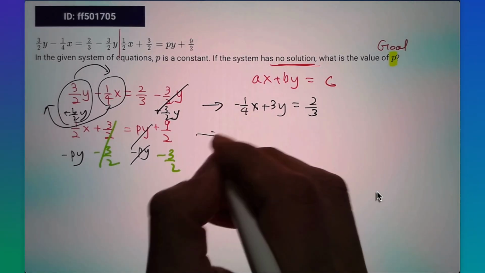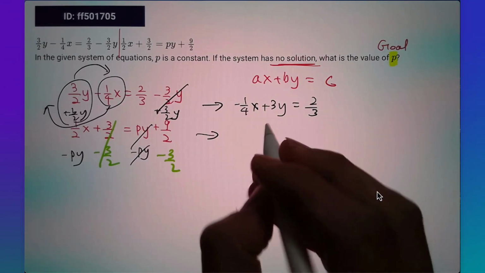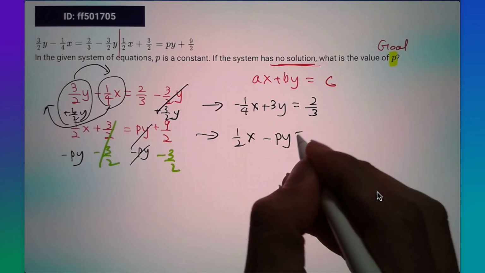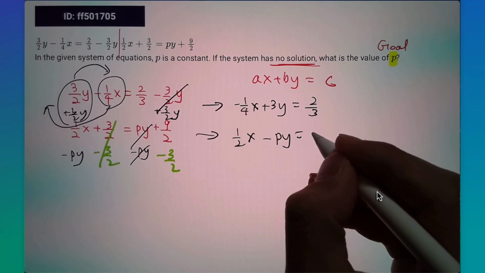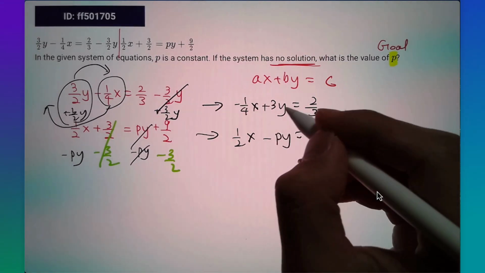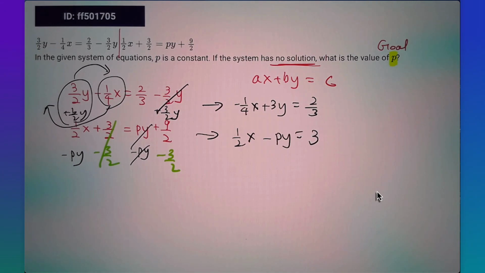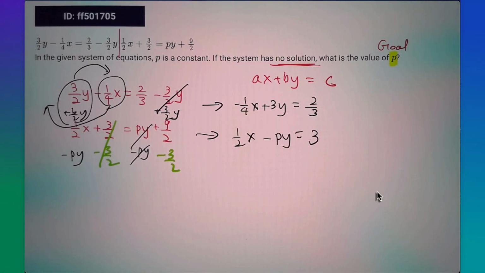For the bottom equation, I do have 1/2 x, and minus py is equal to 9 minus 3, which will give you 6. 6 over 2 is 3. Okay, so we got these equations. Notice that the x's are all aligned, the y's are vertically aligned, and the constants are vertically aligned using this standard form.